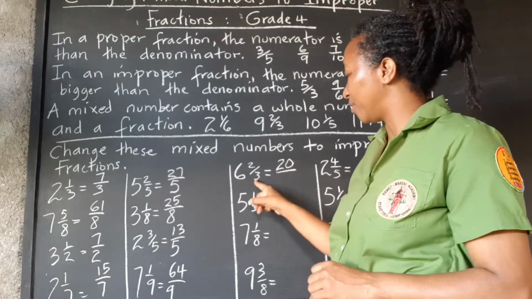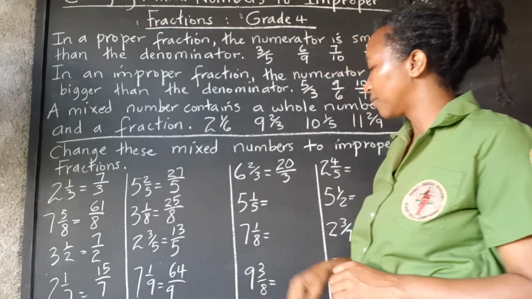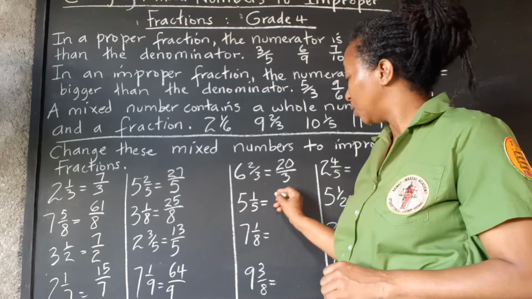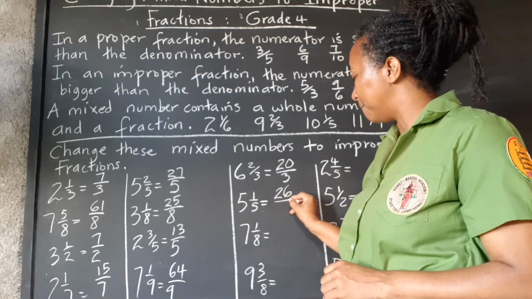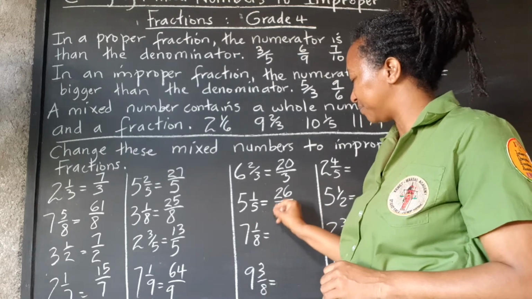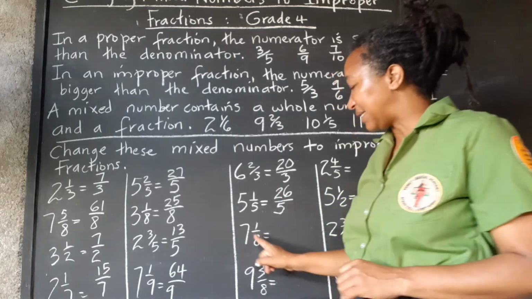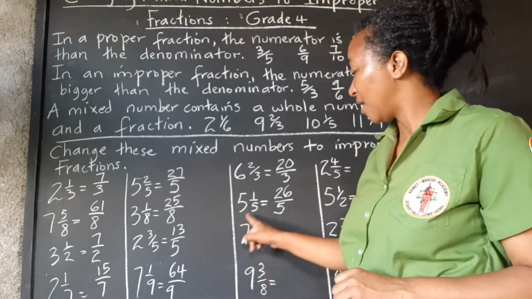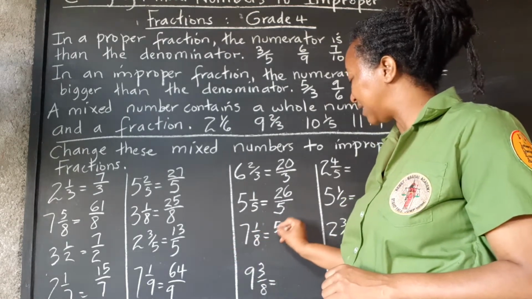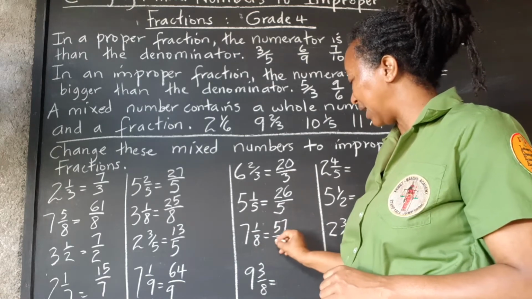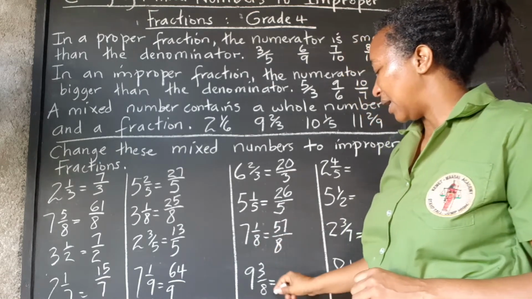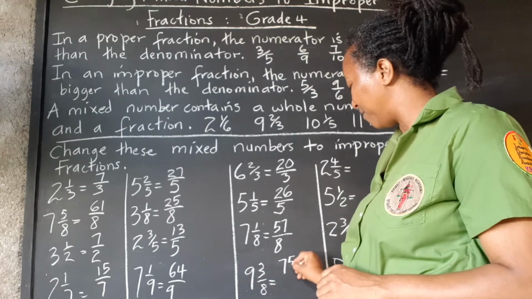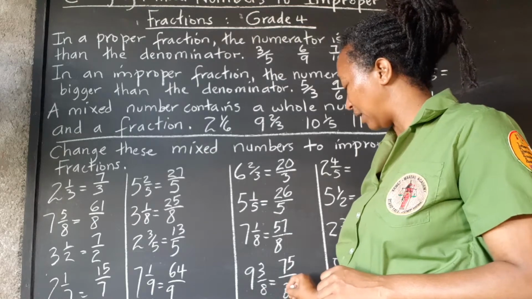Put it back over 3. 5 5s, 25, plus 1, 26. Back over 5. 8 7s, 56. 8 times 7 gives 56. Plus 1, 57. Back over the 8s. 8 9s, 72. Plus 3, 75 over 8.